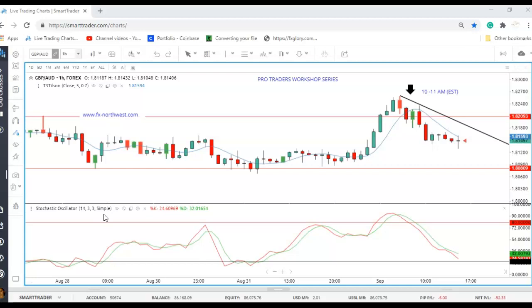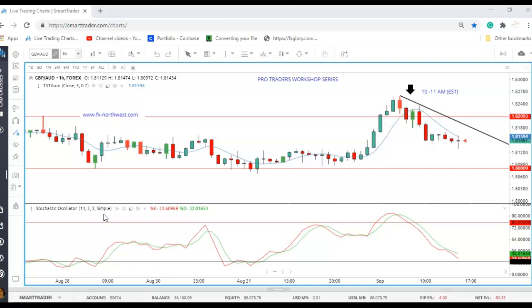There is a time of day, and it occurs quite frequently, specifically during the New York session, when the markets tend to reverse or retrace. And that is the pound. So you're looking at the pound Aussie, pound dollar, pound Swiss, pound yen.